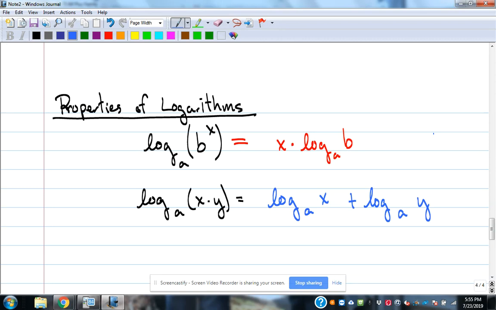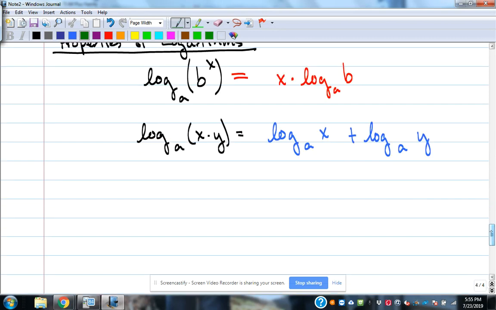So we can take a multiplication that's happening inside of a logarithm and split it apart into an addition problem. And addition again is easier to undo than multiplication, right? It's a much easier operation. That's why we learn it so much earlier than we do multiplication in school. Now, if we multiply, we turn it into addition. What happens if we divide?